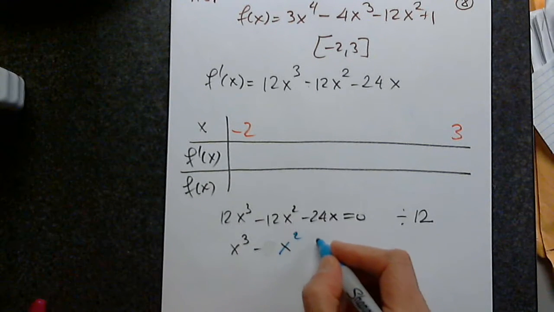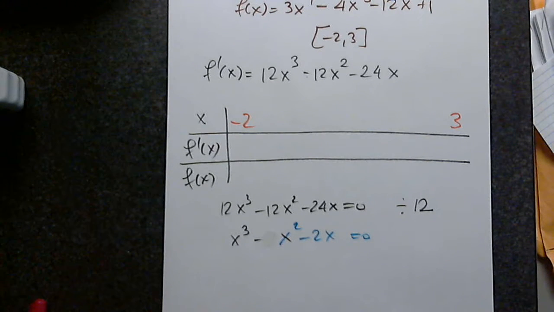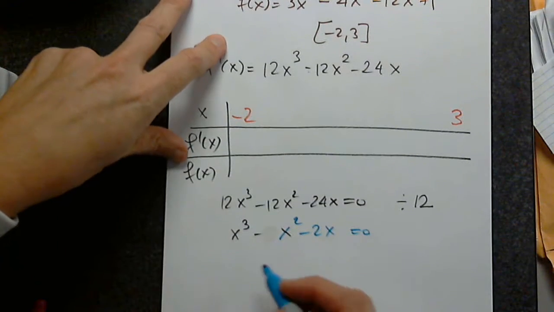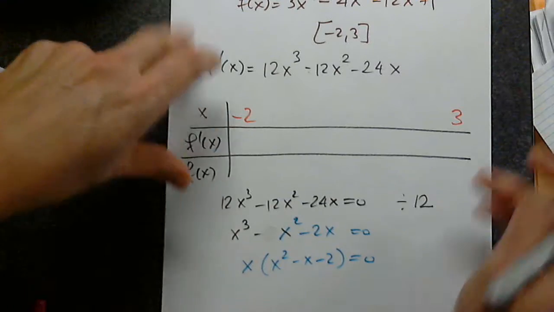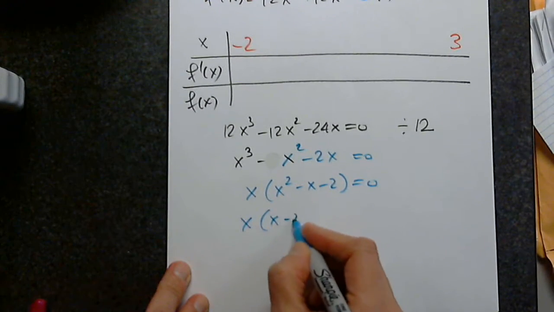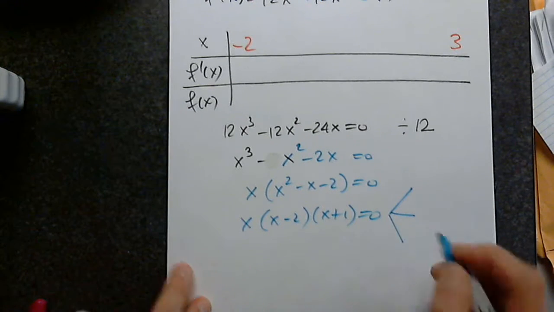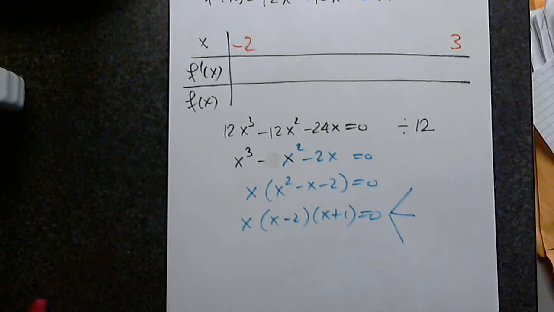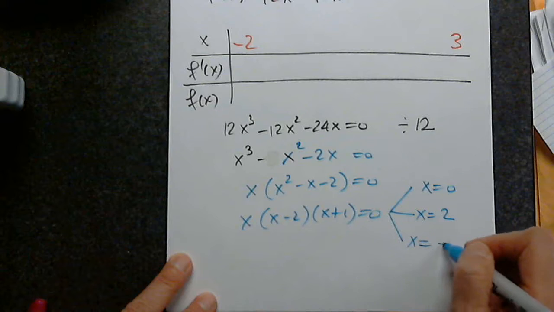So x squared minus x minus 2, after factoring out x, equals 0. How many solutions do we expect? Definitely 3. I will factor out x, and I get x squared minus x minus 2. So then x minus 2 and x plus 1 equals 0. As expected, 3 solutions: x equals 0, x equals 2, and x equals negative 1.